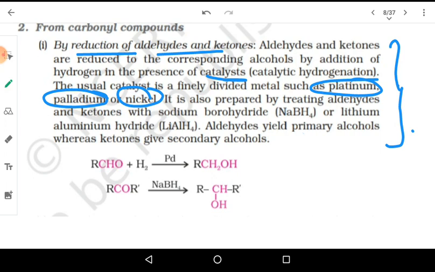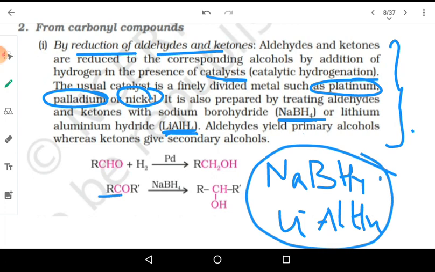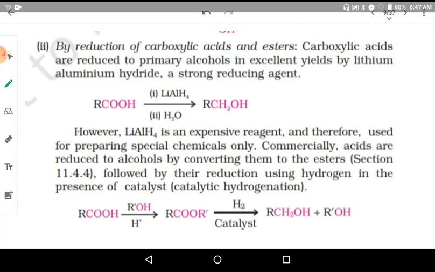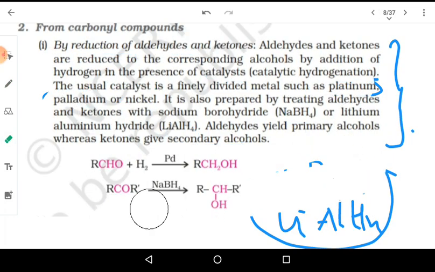That is the second method of preparation. We can use some reducing agents such as NaBH4 and LiAlH4. This is very important. NaBH4 and LiAlH4 can be used for carrying out these conversions. If we have an aldehyde, the aldehyde will give us primary alcohols, whereas ketones will give us secondary alcohols. Now how is that happening? Why are we not getting any primary alcohol from ketone?